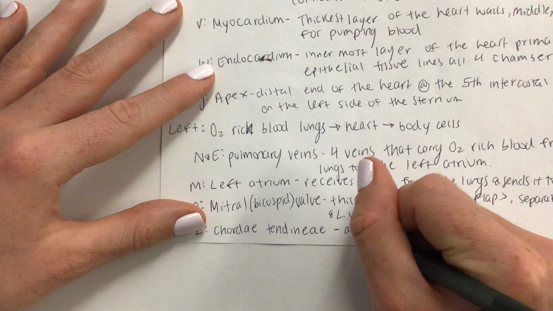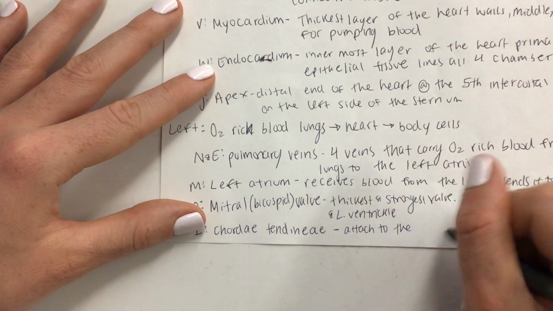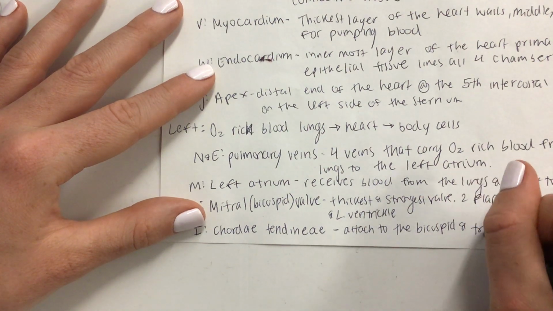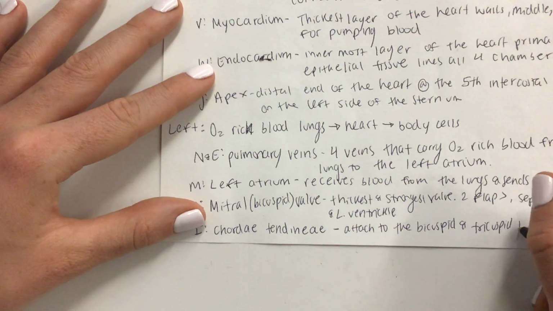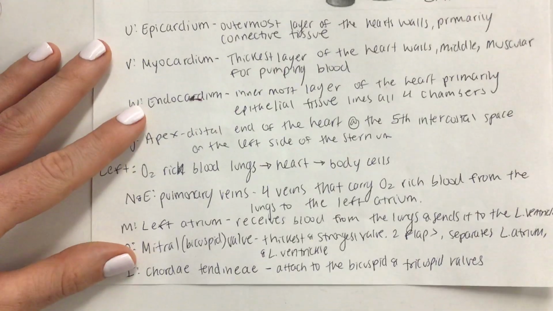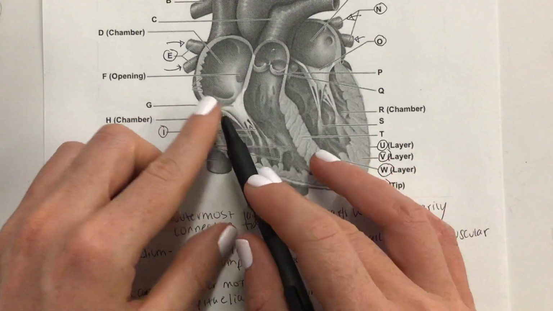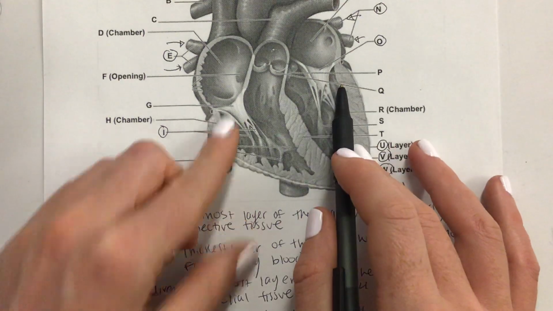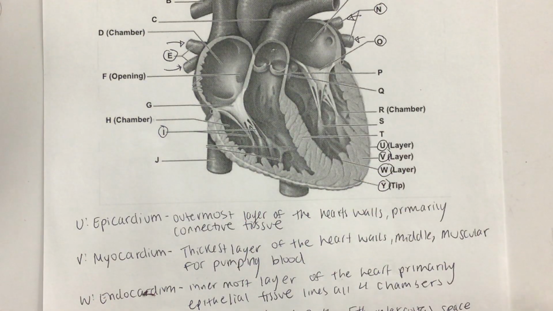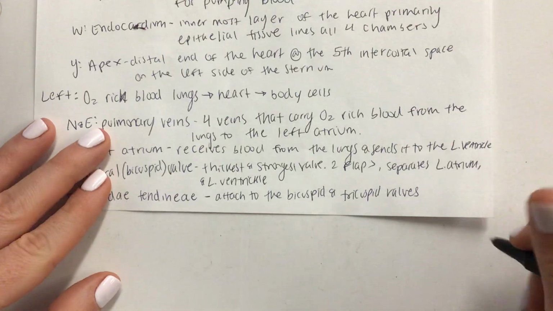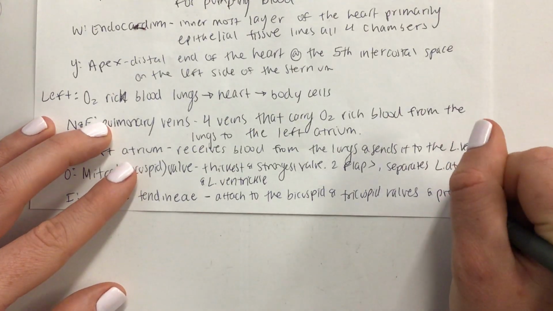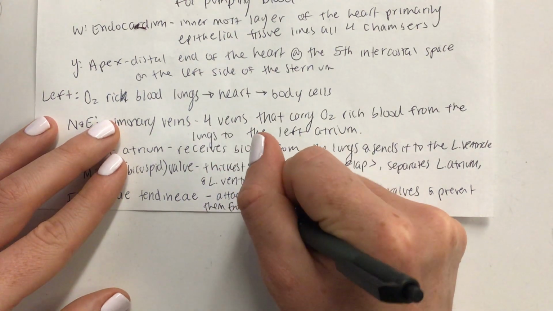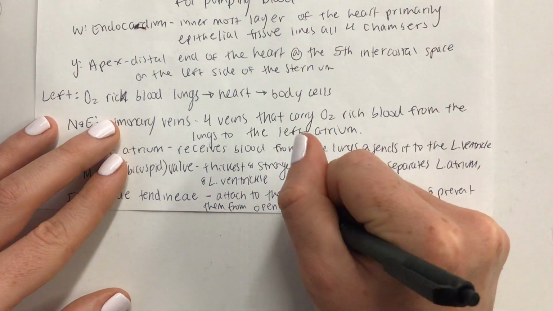And these are going to attach to the bicuspid and tricuspid valves. And so we haven't learned about the tricuspid valve, but it's the same location just on the right side. So not these valves, but these 2 valves are the tricuspid and bicuspid valves. And it's going to prevent them from opening the wrong way.